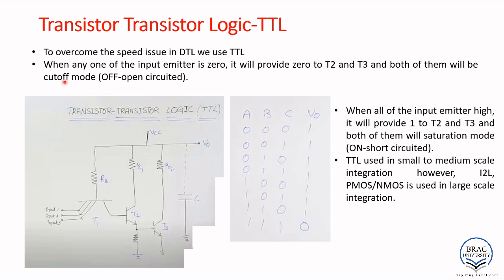Okay, so when any of the input emitters is 0, it will provide 0 to T2 and T3 both. If any of them is 0, it will provide 0 here and 0 here, which means the T2 and T3 transistors will be in cutoff mode. Cutoff means they will be open circuited. So due to open circuit, T2 and T3 will be off.